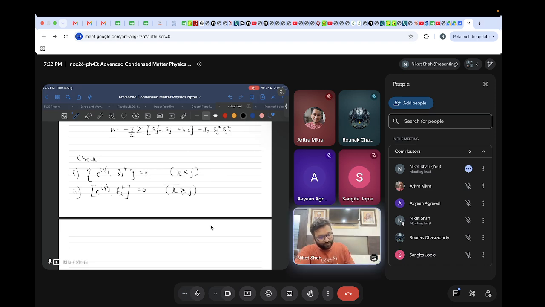Okay, so basically we have to check whether these kinds of commutation and anti-commutation relations are satisfied. Okay, so let's check. How do I check this one? E raised to power I phi j FL dagger plus FL dagger e raised to power I phi j.